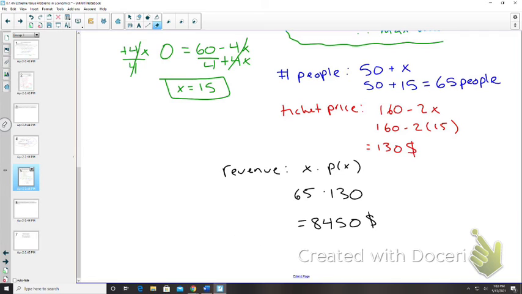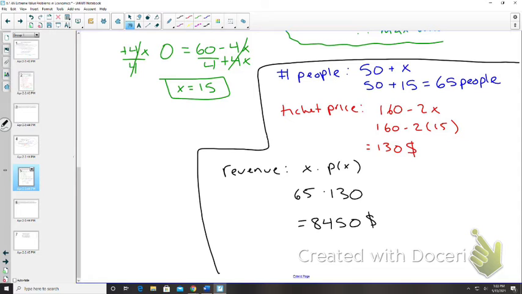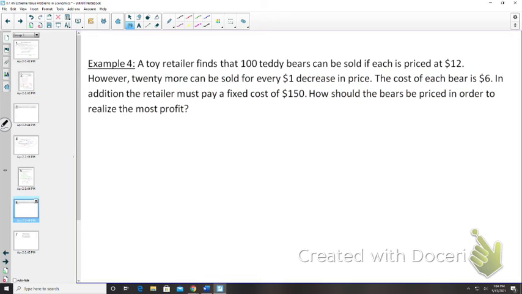Okay, so at the end, once you've found your derivative and your maximum or your minimum, make sure that you are indeed answering the question, right? Make sure we are answering the group size. Make sure we are finding the ticket price and finding the revenue. Okay? So, last example for this lesson.